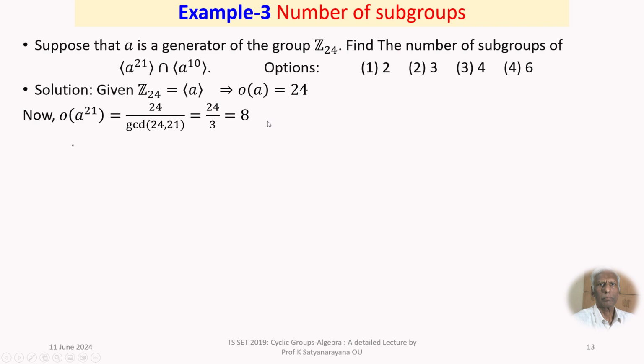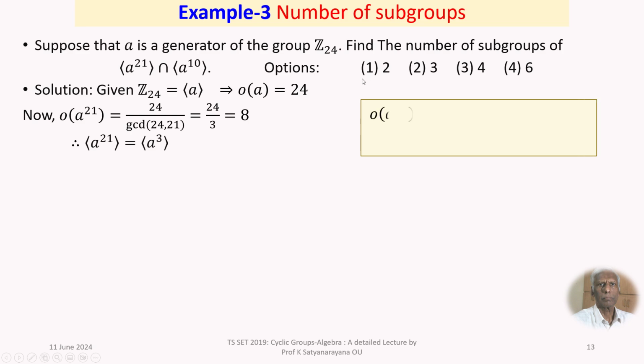So therefore, order of a power 21 is equal to order of a cube. How do I write that a cube? A power 24 by 8, that is 3, a cube. So that way I got this cyclic subgroup generated by this is A3. I have reduced it to lower indices, lower powers. Right. What about the next one?